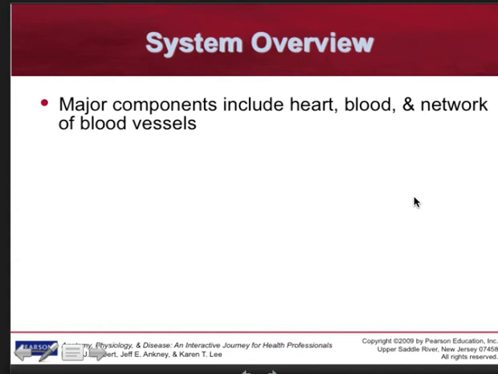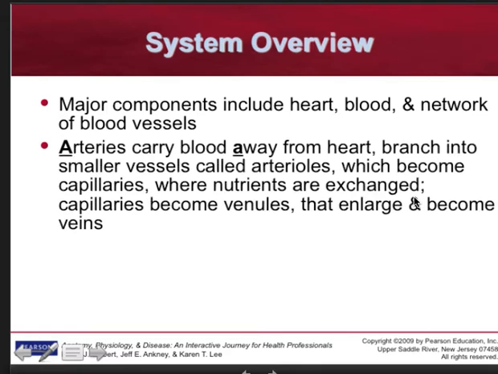So the major components are the heart, the blood, and the vessels that carry the blood. Arteries carry blood away from the heart, and they branch into smaller vessels called arterioles, which eventually become the smallest vessels called capillaries. And this is where the nutrient and the gas exchange actually takes place in metabolically active tissue. This is also where waste pickup occurs, and so the blood picks up CO2 and waste products like urea and returns them back to the heart.